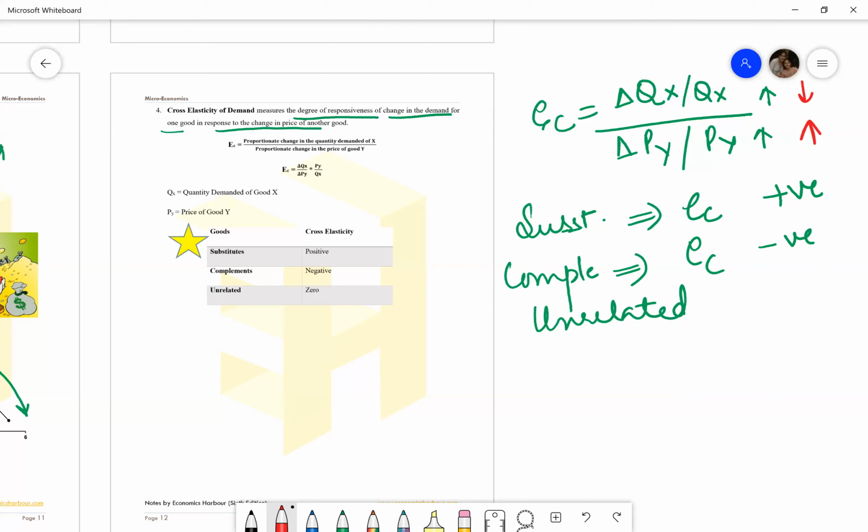And in case of unrelated goods, the cross elasticity will be equal to 0. That implies that if the price of Y is increasing, there will be no change in the quantity demanded of X. That means there is no effect and they're not related goods. So the cross elasticity is equal to 0.